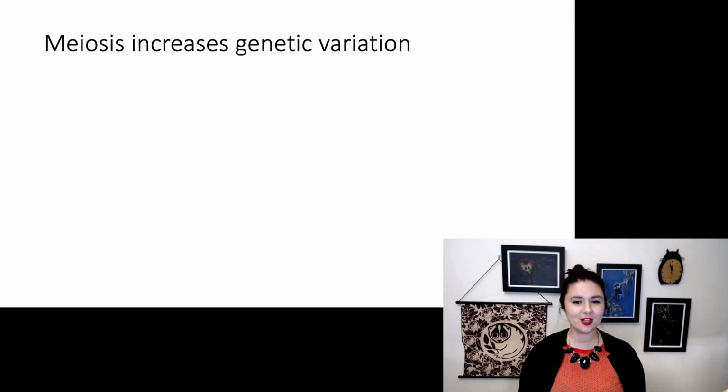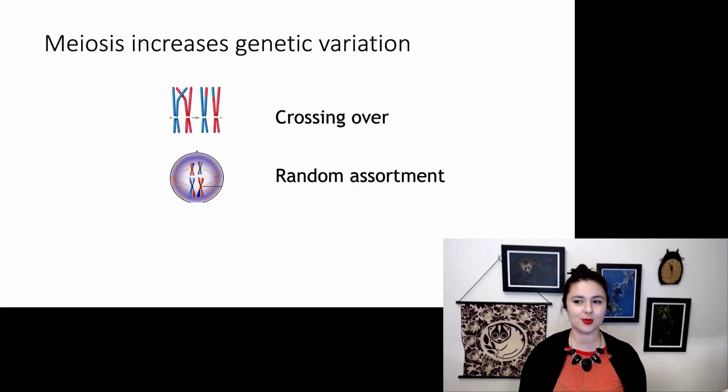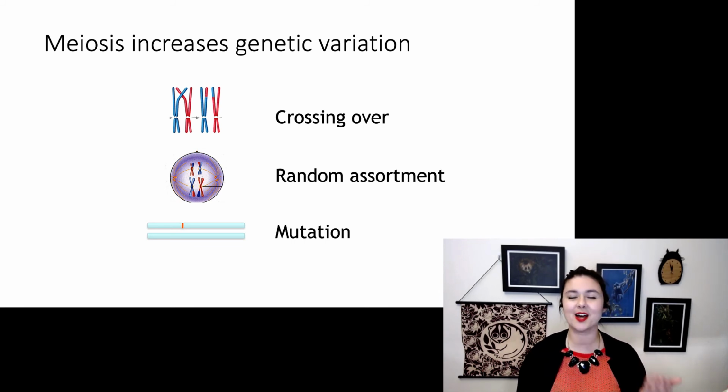There are a couple different ways we can increase genetic variation within meiosis. First is that crossing over, which we just talked about. Second is random assortment. We don't know which allele you're going to get. And of course, if mutation happens during meiosis, we can have something brand new in our offspring.